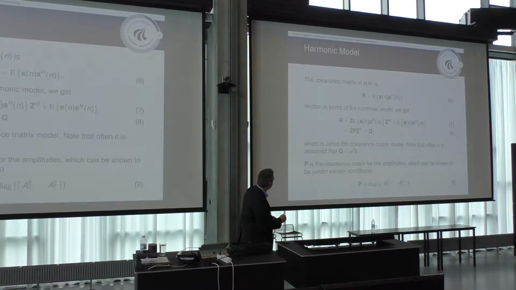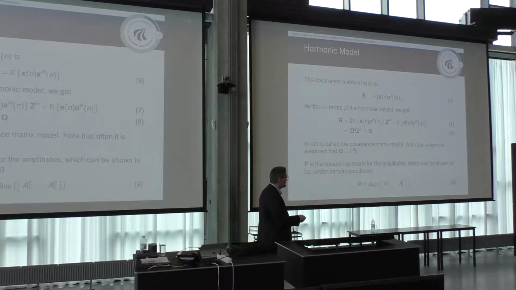Now, often in the methods I'll be talking about, we'll make the assumption that the noise is white. Now, that's of course something you can argue, is that true, and what do I do about it, provided it isn't. But this is often used, so in that case, Q is just a scaled identity matrix. What about this P matrix here? Well, you can see here it's actually the covariance matrix for these complex amplitudes. And you can show under certain conditions that this tends to be a diagonal matrix, where you get the sinusoidal amplitude raised to power 2, so essentially the powers of the different harmonics on the diagonal.